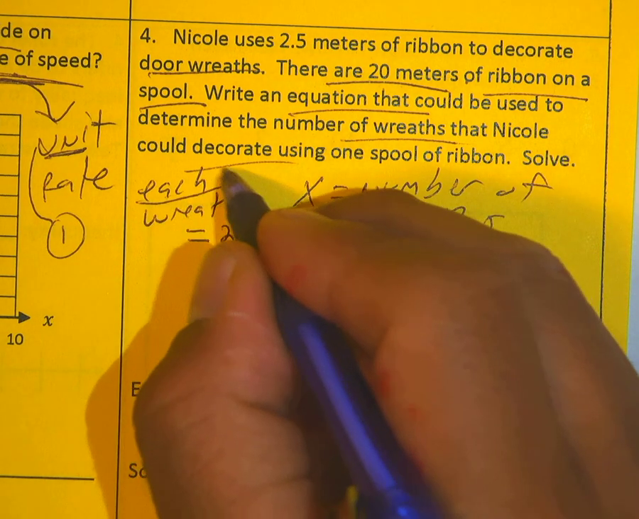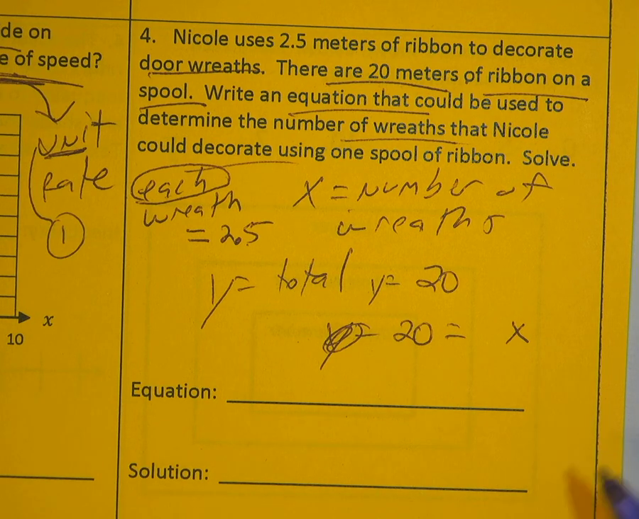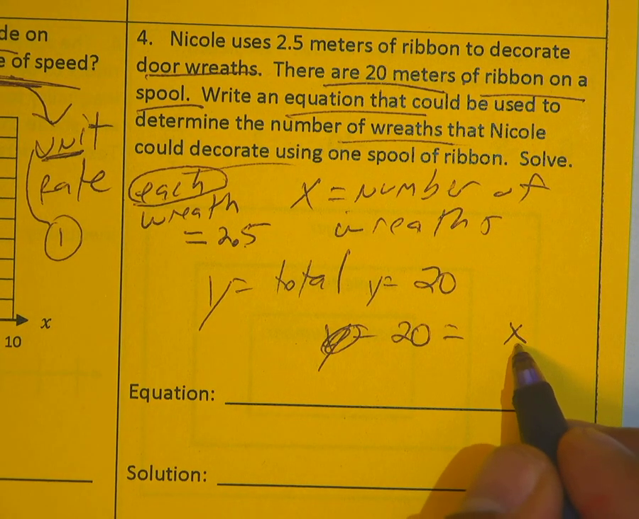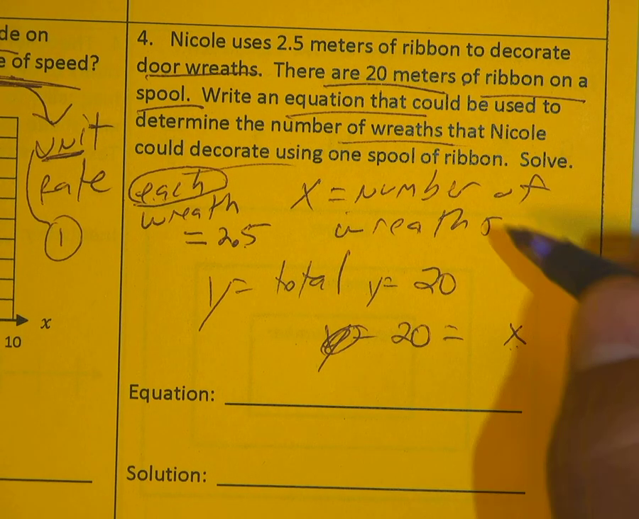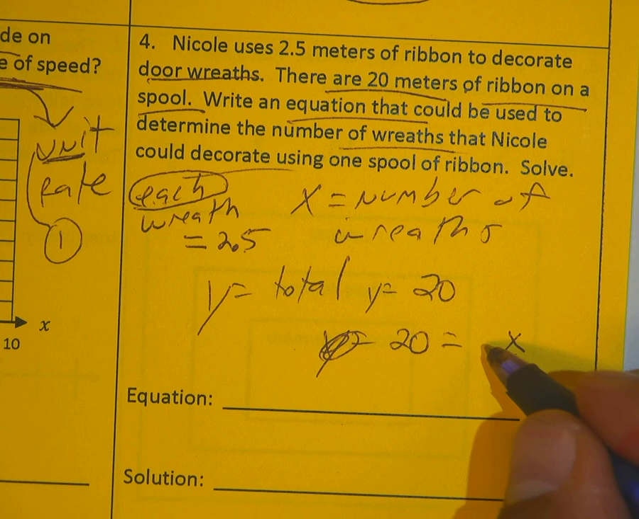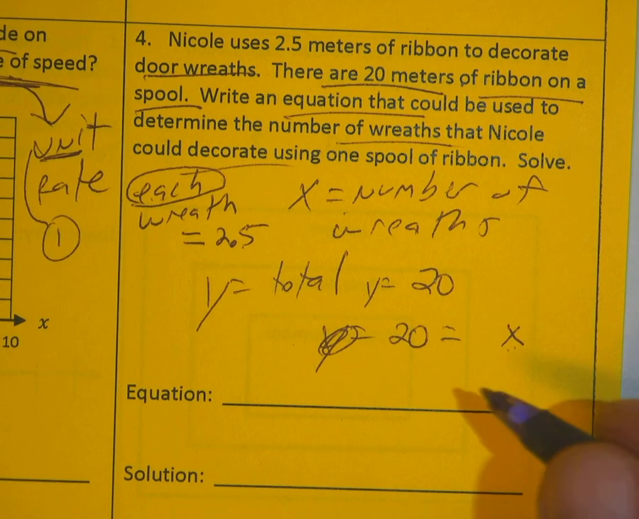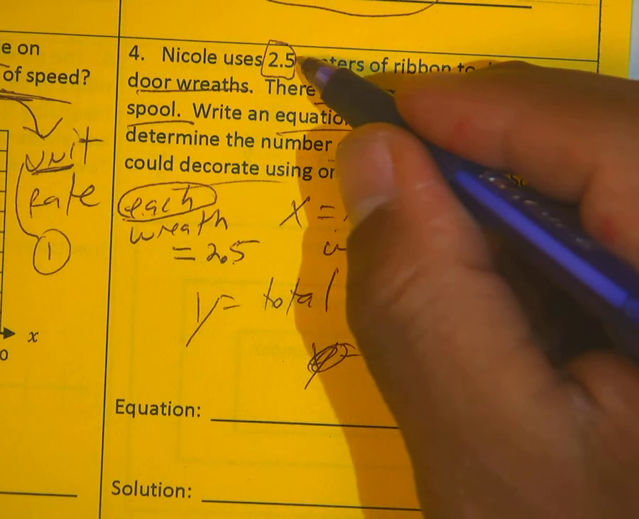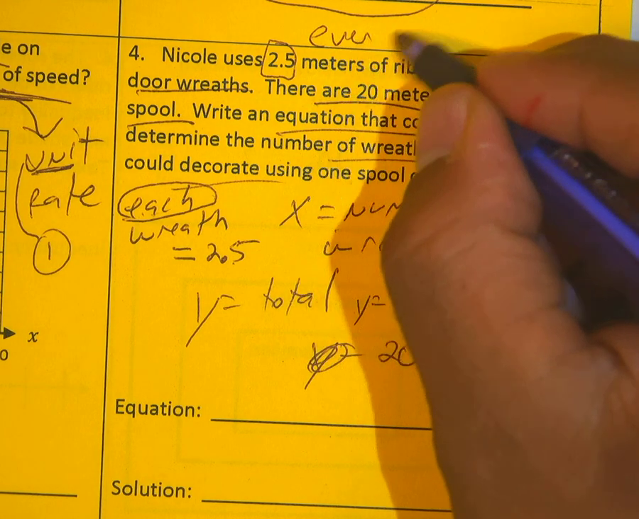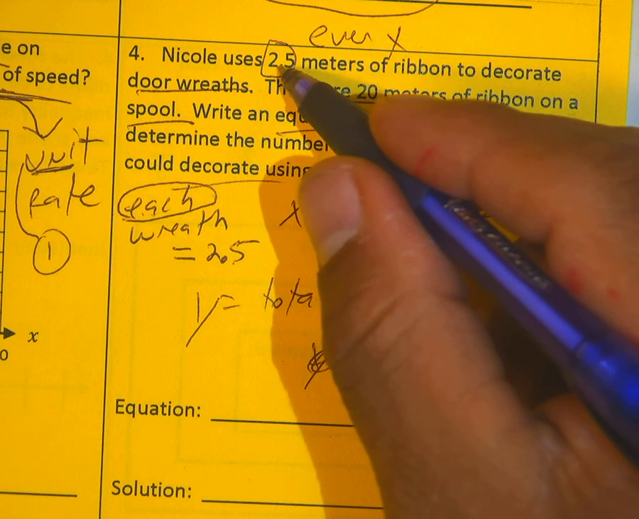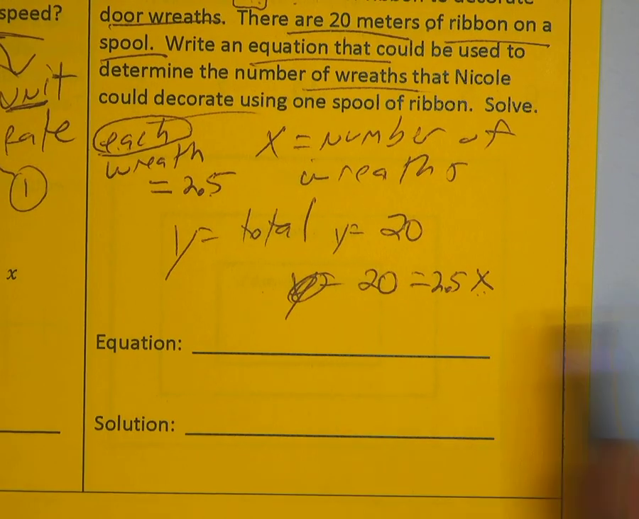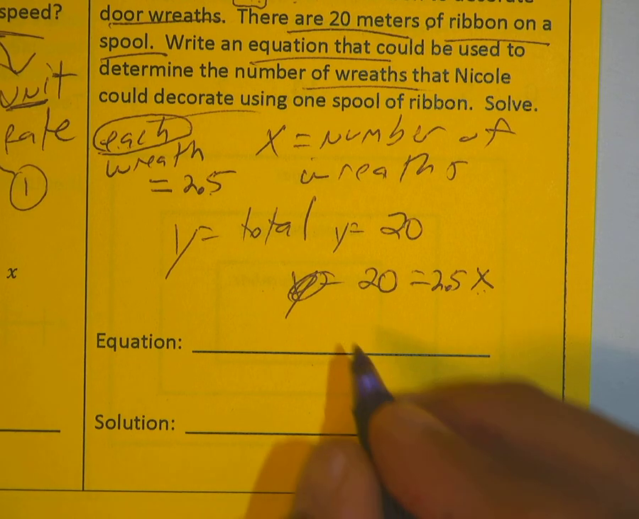And I've told you before, the word each, when you're doing equations, the word each goes with the x. So each wreath. So if I put here one wreath, well, what goes in the front of this? Well, what is a constant? What are you using the same every single time? And what you're using the same every single time is this, because you're doing it for every door wreath. Again, another word, every. Every door wreath is taking 2.5 meters. So that means 2.5x. So the equation is this.